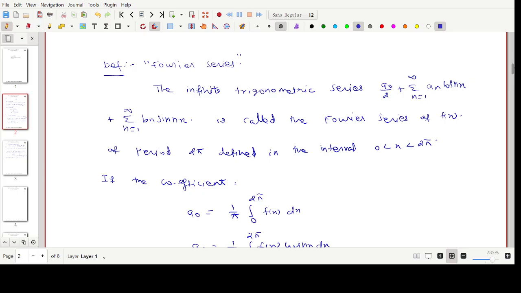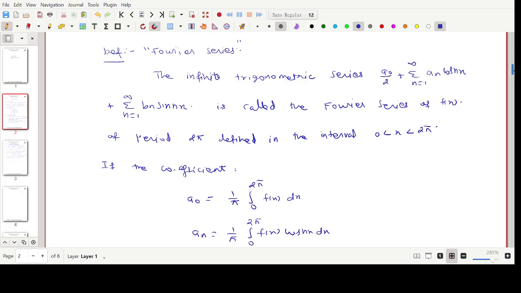The formal series expansion is f of x equals a naught by 2 plus summation n equals 1 to infinity a n cos n x plus summation n equals 1 to infinity b n sin n x, where a naught, a n and b n are the coefficients of the series. This series representation is called the Fourier series. The function is defined in the interval 0 to 2 pi. Also, the function should satisfy the periodic function condition.